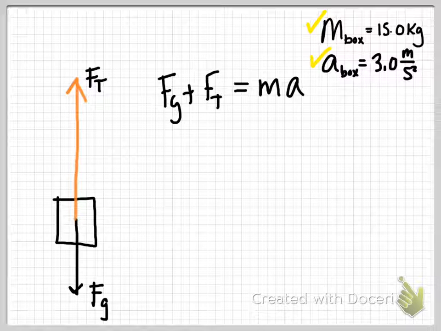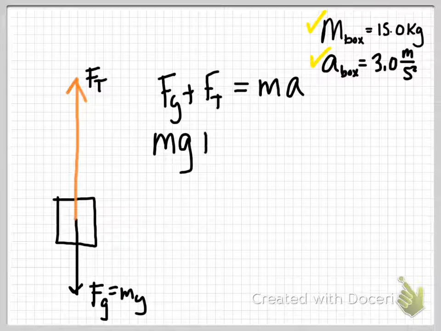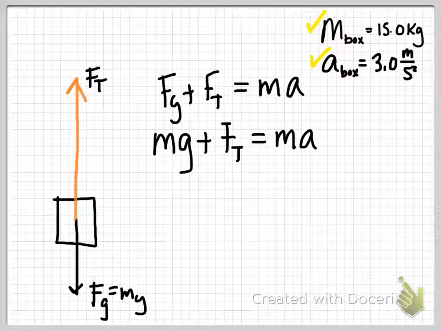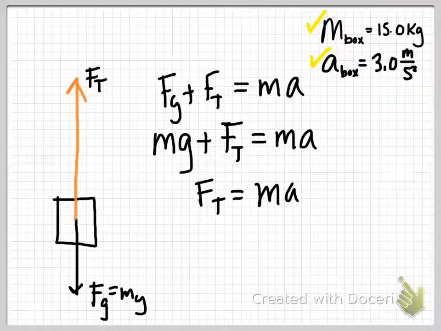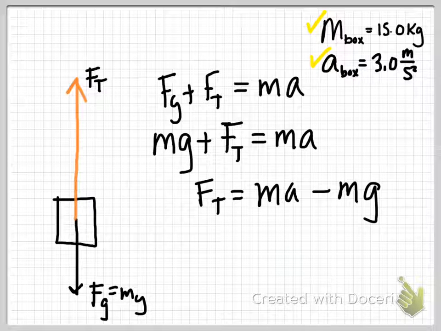Alright, what do we know about force of gravity? Well, it's equal to mg. We have the mass and we know what acceleration due to gravity is. So we can go ahead and substitute this. mg plus the force of tension is equal to the mass times the acceleration. Well, this is pretty simple. Force of tension is equal to the mass times the acceleration minus the mass times acceleration due to gravity. Okay. Well, let's put some numbers in.